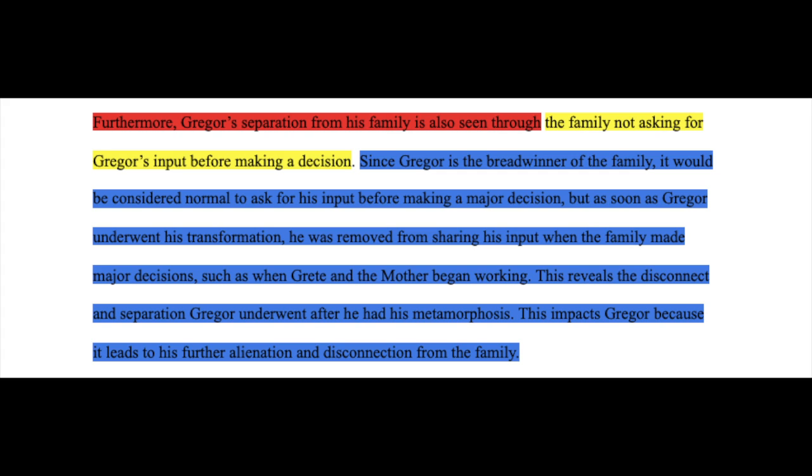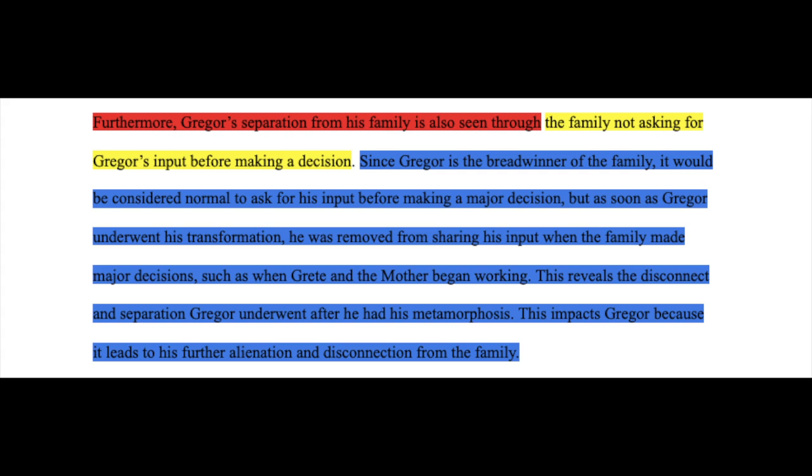This reveals the disconnect and separation Gregor underwent after he had his metamorphosis. This impacts Gregor because it leads to his further alienation and disconnect from the family. The statement of significance is a lot longer than both the topic sentence and the piece of textual evidence because it needs to deconstruct everything, the entire piece of textual evidence.